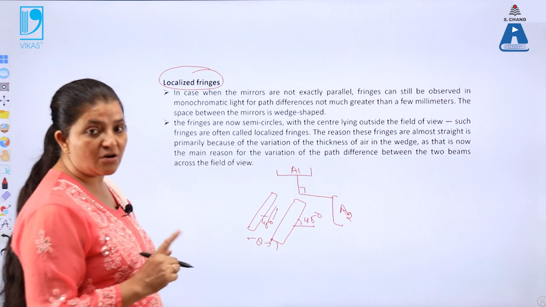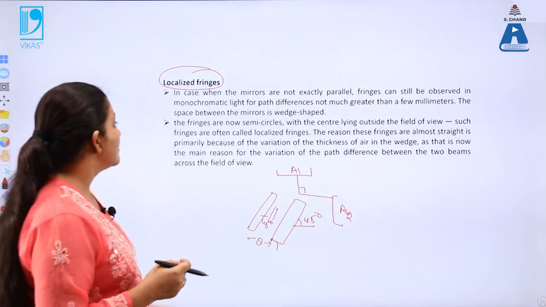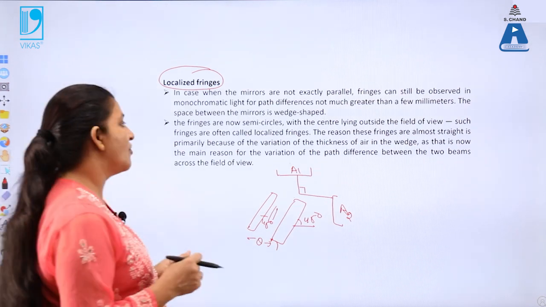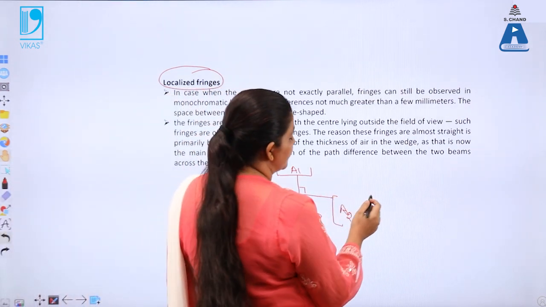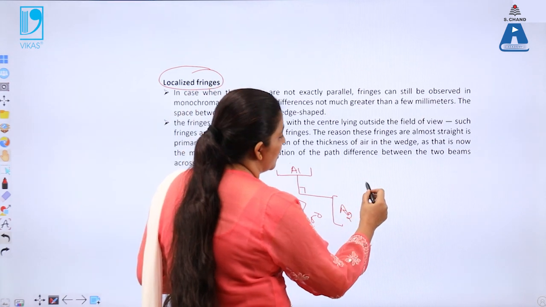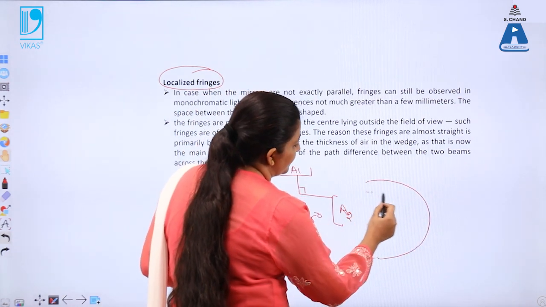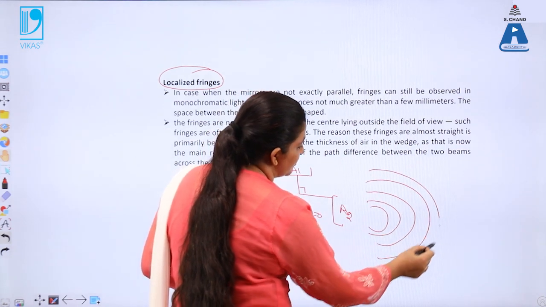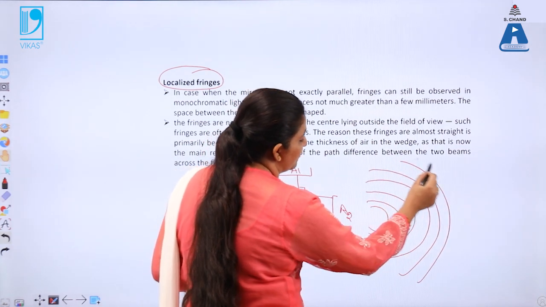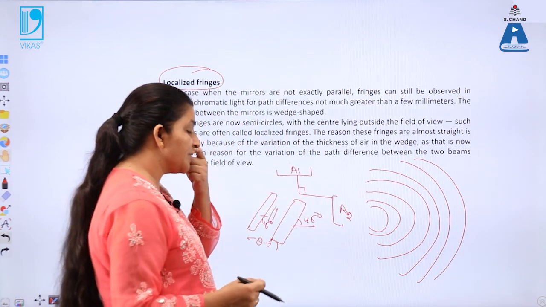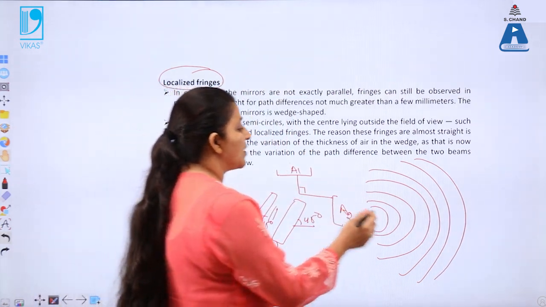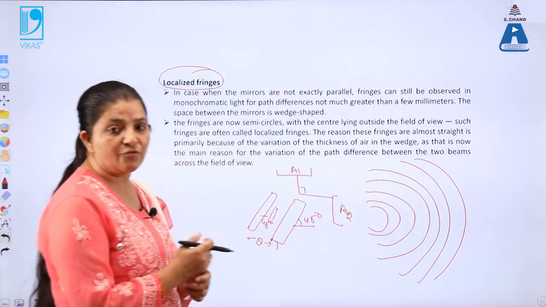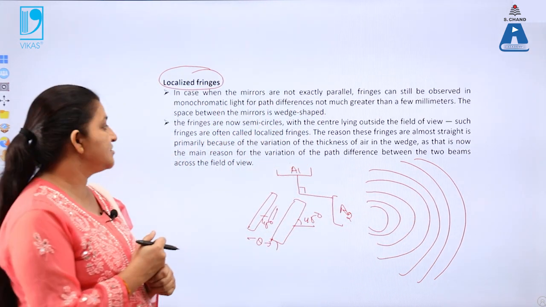When this condition is not met, wedge-shaped fringes are formed, meaning circular fringes are not formed, but distorted fringes are formed. Such types of fringes can be formed here. These are the wedge-shaped fringes. When you see these fringes from quite far away, straight fringes appear. Such fringes are known as localized fringes.